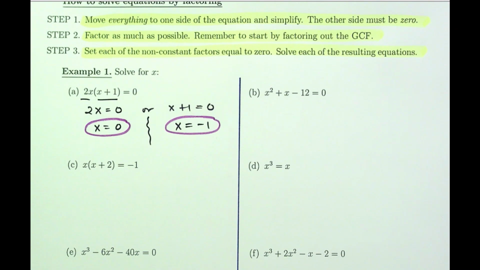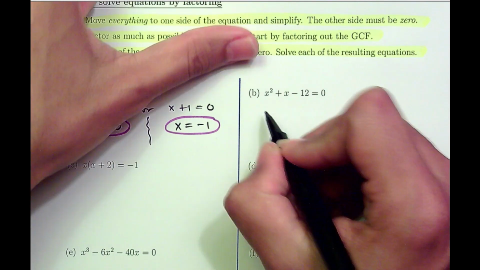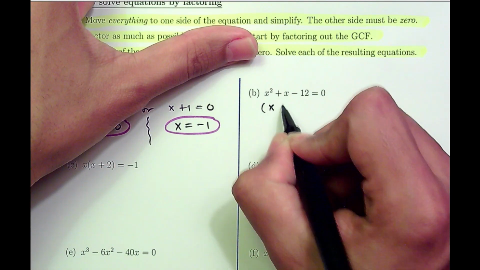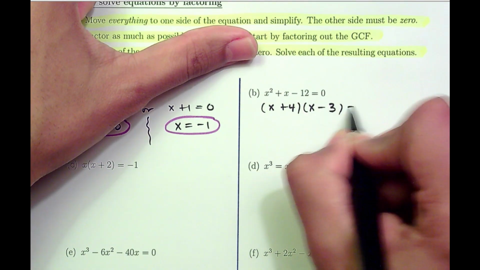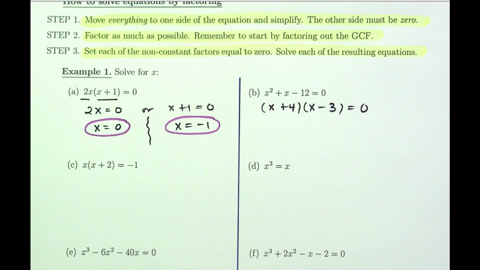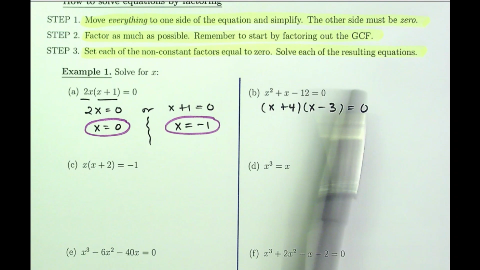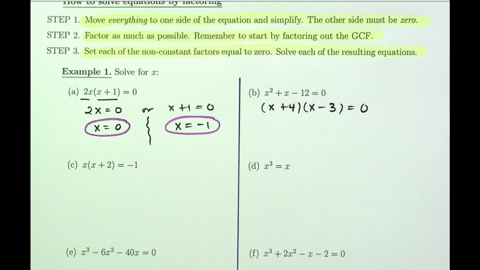The next step would be to factor as much as possible. So you take a moment and you factor that. And this factors as x plus 4, x minus 3. The GCF here was 1, by the way, but you should always check for that. And so step 2 is done.